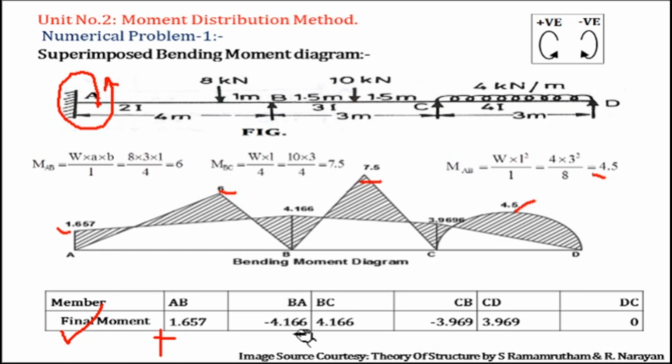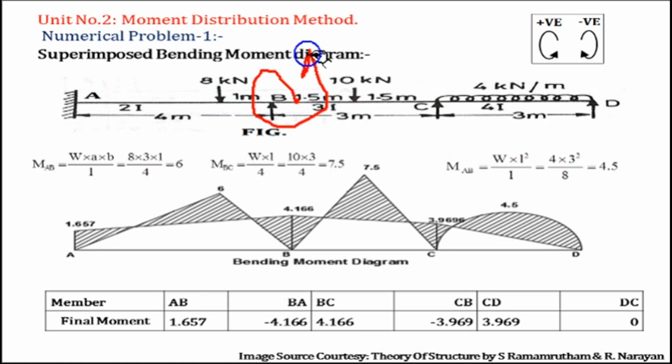Next is minus 4.166. So keep your pen over the member BA and rotate about joint B in clockwise sense. Arrow coming up, so show up 4.166. Next value is positive 4.166. So keep your pen on member BC, and for a positive value you have to rotate in anti-clockwise sense about joint B. Arrow coming up, so you have to show up.